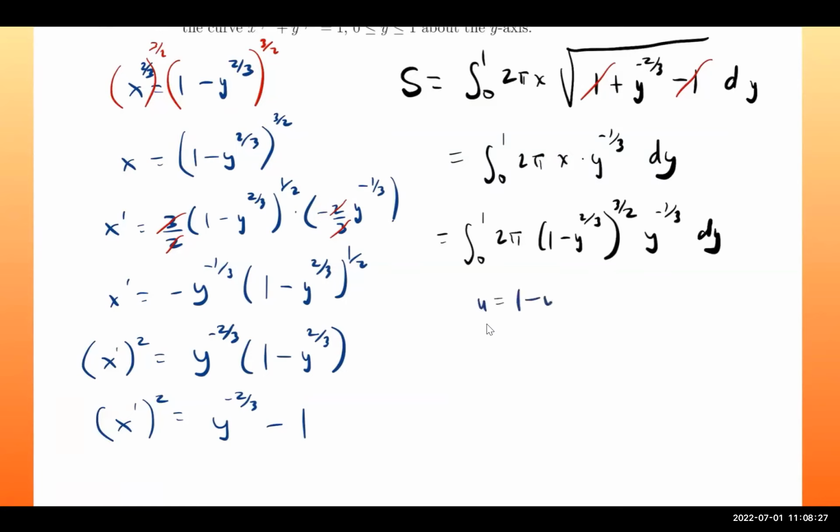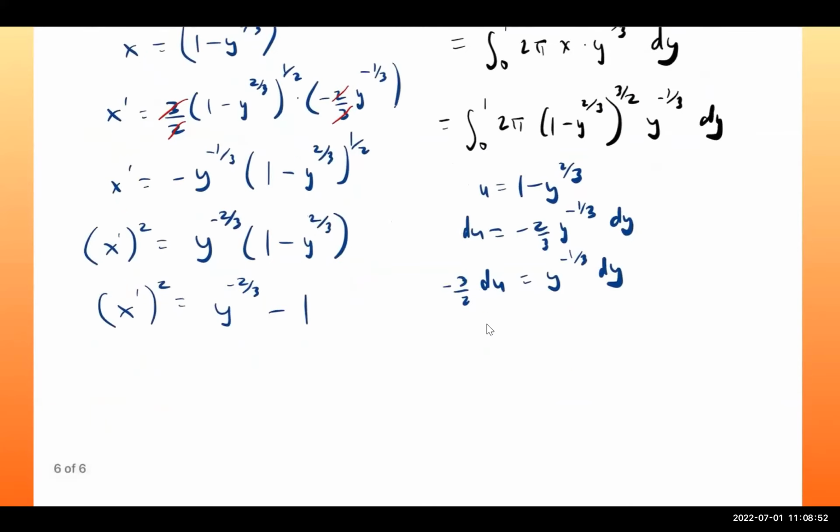All right, in this case, we can now do a u substitution. So u is going to be 1 minus y to the 2/3. du is going to be negative 2/3 y to the negative 1/3 dy, and this is what we need to substitute out. So that works out nicely. We just have to move the negative 2/3 to the other side. So that's negative 3/2 du equals y to the negative 1/3 dy. Now we can substitute this out. So the integral now becomes 2 pi times u to the 3/2.